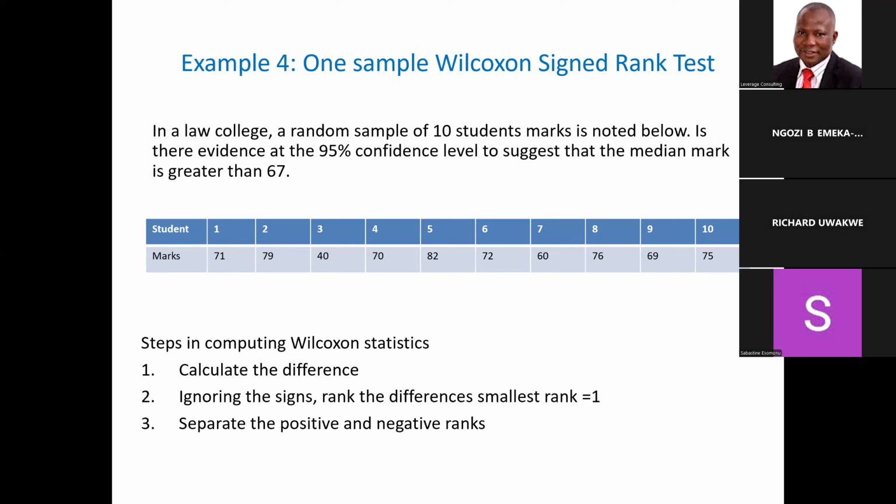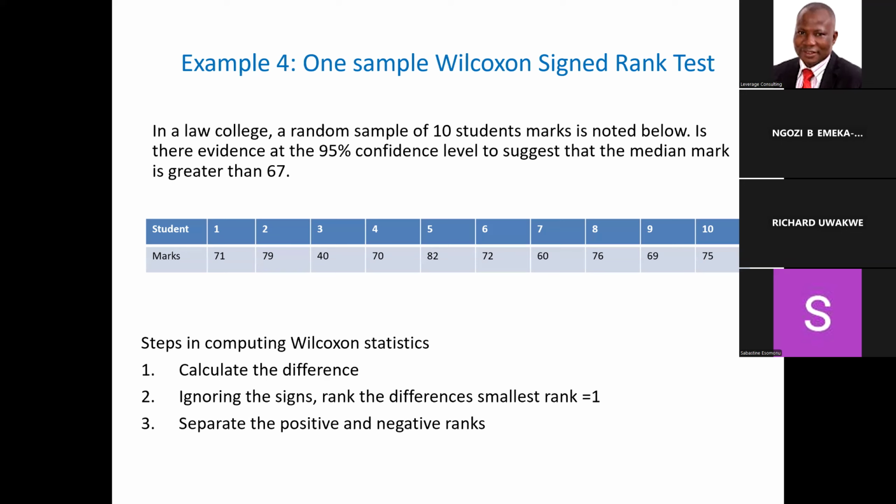Ignore the sign first of all. You know what is meant by sign? When you calculate the difference, if you subtract 67 from something, those that are less than 67 will give you negative, those that are equal to 67 will give you 0, and those that are greater than 67 will give you positive. So that is the positive or negative sign around the difference.